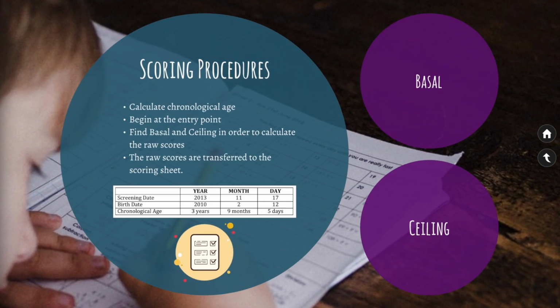Scoring procedures. To obtain accurate results, the examiner must determine the child's age to the month. For that, it is imperative to calculate the chronological age. This can be done by hand or using a calculator. Then begin at the entry point indicated in the chart according to chronological age. You will need to find the basal and ceiling in order to calculate the raw scores. The raw scores from each subdomain are added up and transferred to the front of the protocol of the scoring sheet.